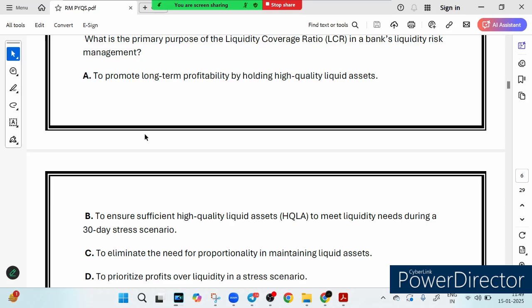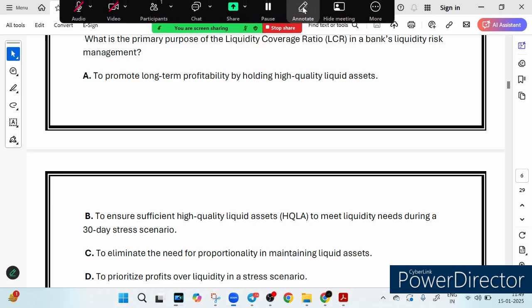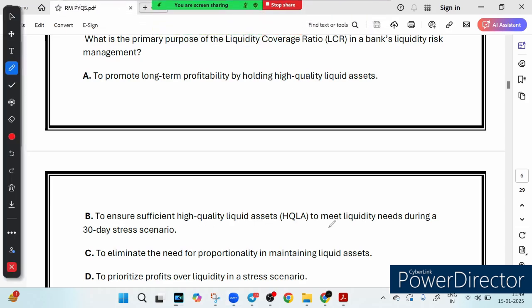Option A says to promote long-term profitability by holding high-quality liquid assets. Option B says to ensure sufficient high-quality liquid assets to meet liquidity needs during a 30-day stress scenario. Option C says to eliminate the need for proportionality in maintaining liquid assets. Option D says to prioritize profit over liquidity in the stress scenario. What is the correct option? So friends, see.